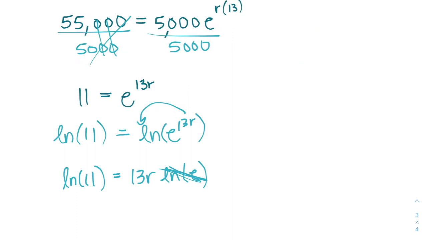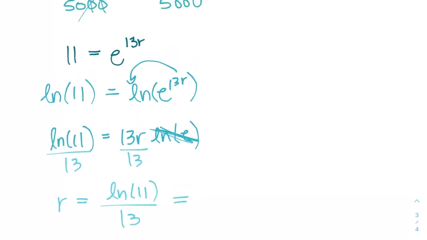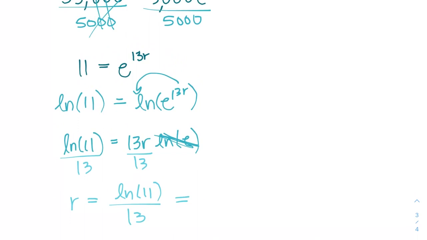So it doesn't do much for us. It just goes away. We divide both sides by 13. And finally, we've got that our rate is going to be natural log of 11 divided by 13. And that's just something that we plug into our calculator. Natural log of 11 divided by 13 is 0.18445. Put it into a percentage by multiplying by 100 or moving the decimal place 2 places.